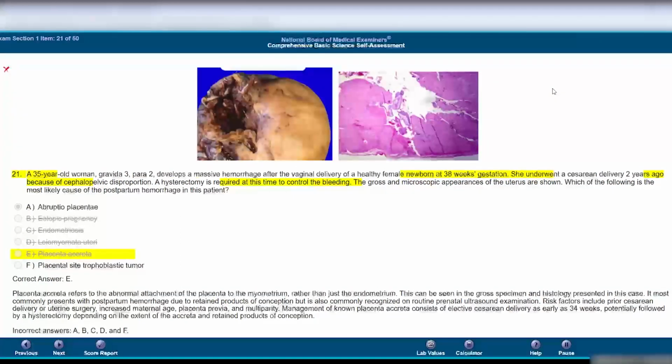It said a hysterectomy is required to control the bleeding. She's having a massive hemorrhage after the vaginal delivery. And I was so set on it, I forgot that that's a third trimester bleeding issue, not a delivering the baby issue. That was why I missed that question. I was so set on the fact that it just ruptured. And then I was like, oh yeah, hemorrhaging, good. Okay, I'm out of here. Next one.